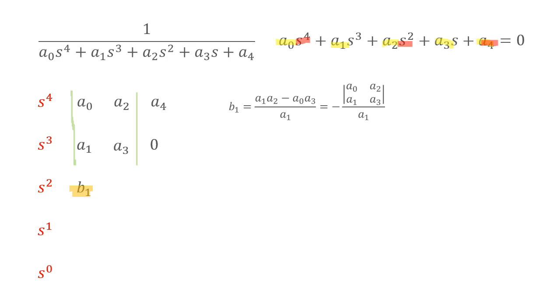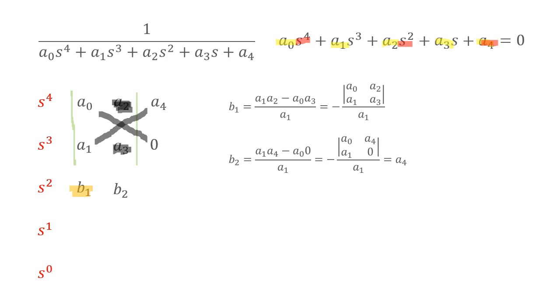Now what we are going to do for B2? For B2, we are going to hide this. We are going to completely hide these terms, this line, the above line, and we are going to do the same calculation as we have done for B1, with A1 into A4 and A0 into 0. Okay, so B2 will be given as A1 into A4 minus A0 into 0, upon A1. If we are calculating B1 or B2 or B3, it will always be divided by this A1.